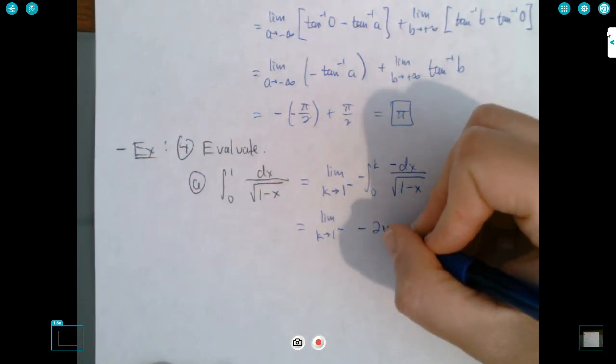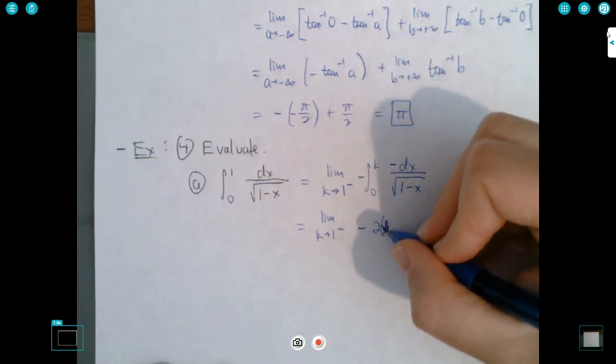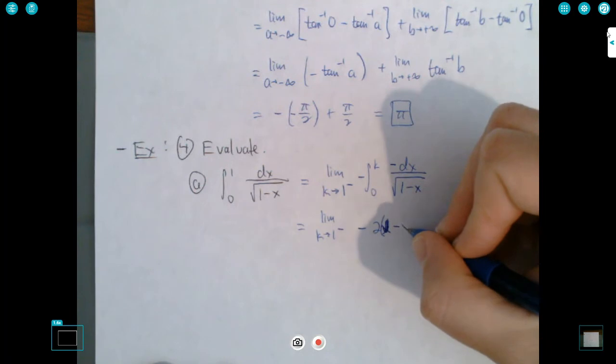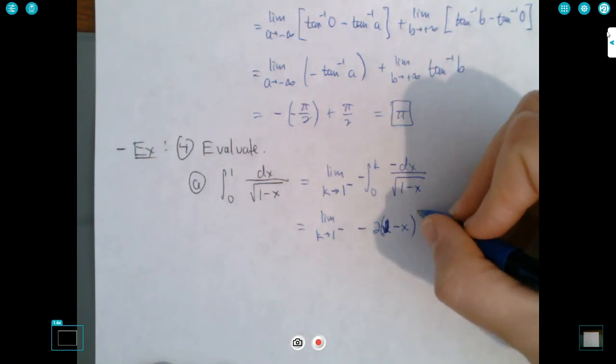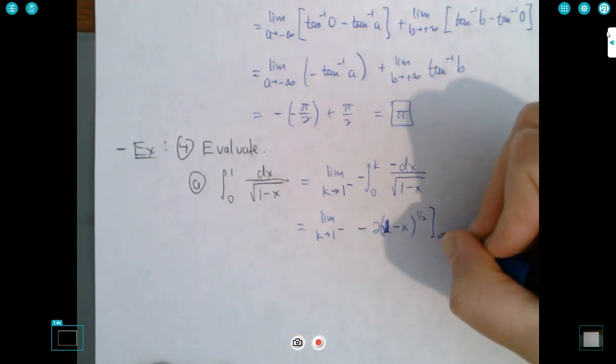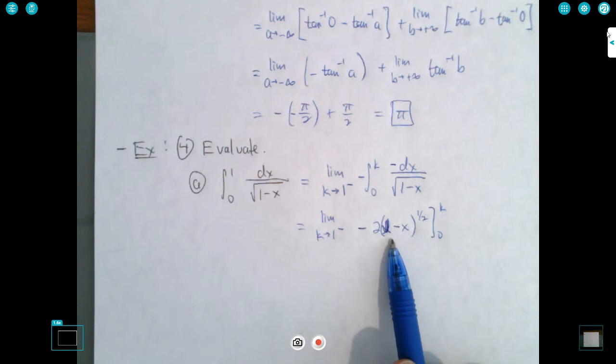Or 2x, since I didn't actually make the replacement. Oh, not x, 1 minus x. 2 times 1 minus x to the positive 1/2. Or I guess we could just say square root, but whatever. Evaluated from 0 to k. So I think that'll work. Going the other way around is always easier.